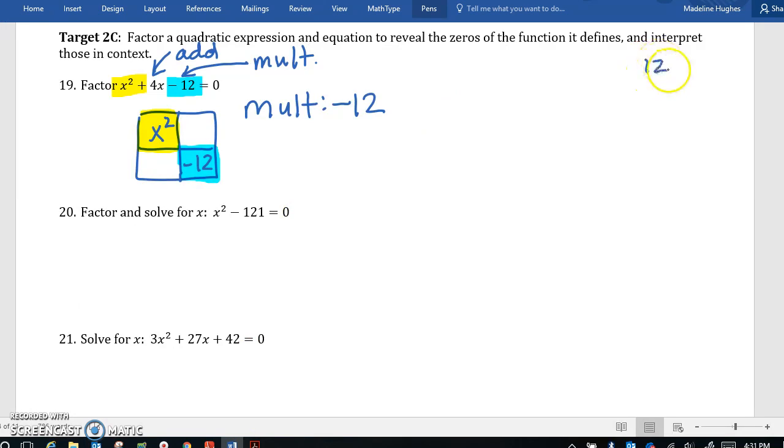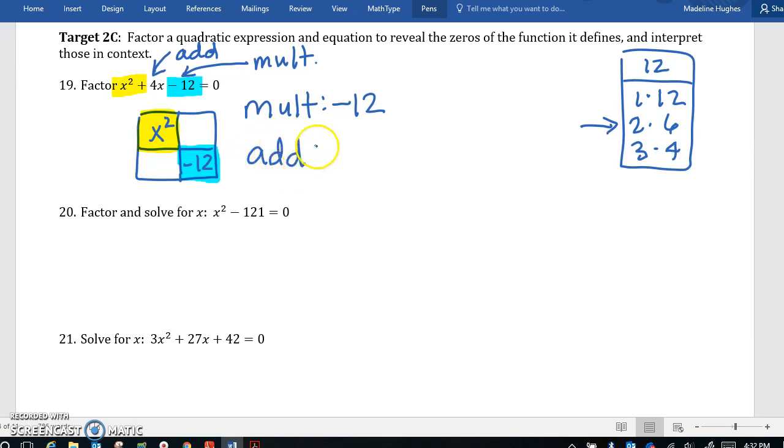I'm just going to copy what that box says. 1 times 12, 2 times 6, or 3 times 4. That's what it says. So we want one of those pairs that will also add to a positive 4. And I see that the 2 and 6 are 4 places from each other, so I think that's going to be our best bet here. Right? Add to a positive 4.